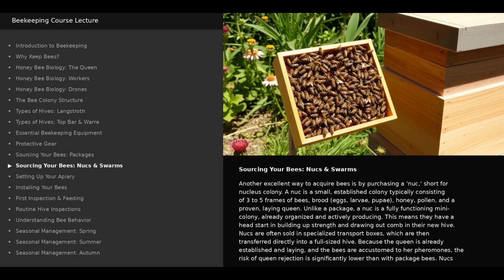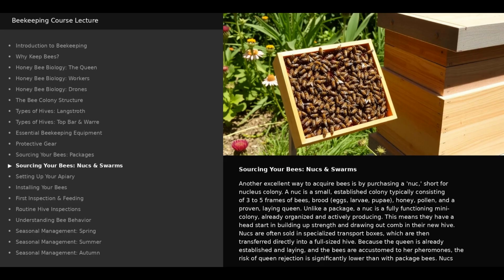Unlike a package, a nuc is a fully functioning mini colony, already organized and actively producing. This means they have a head start in building up strength and drawing out comb in their new hive. Nucs are often sold in specialized transport boxes, which are then transferred directly into a full-sized hive. Because the queen is already established and laying, and the bees are accustomed to her pheromones, the risk of queen rejection is significantly lower than with package bees.